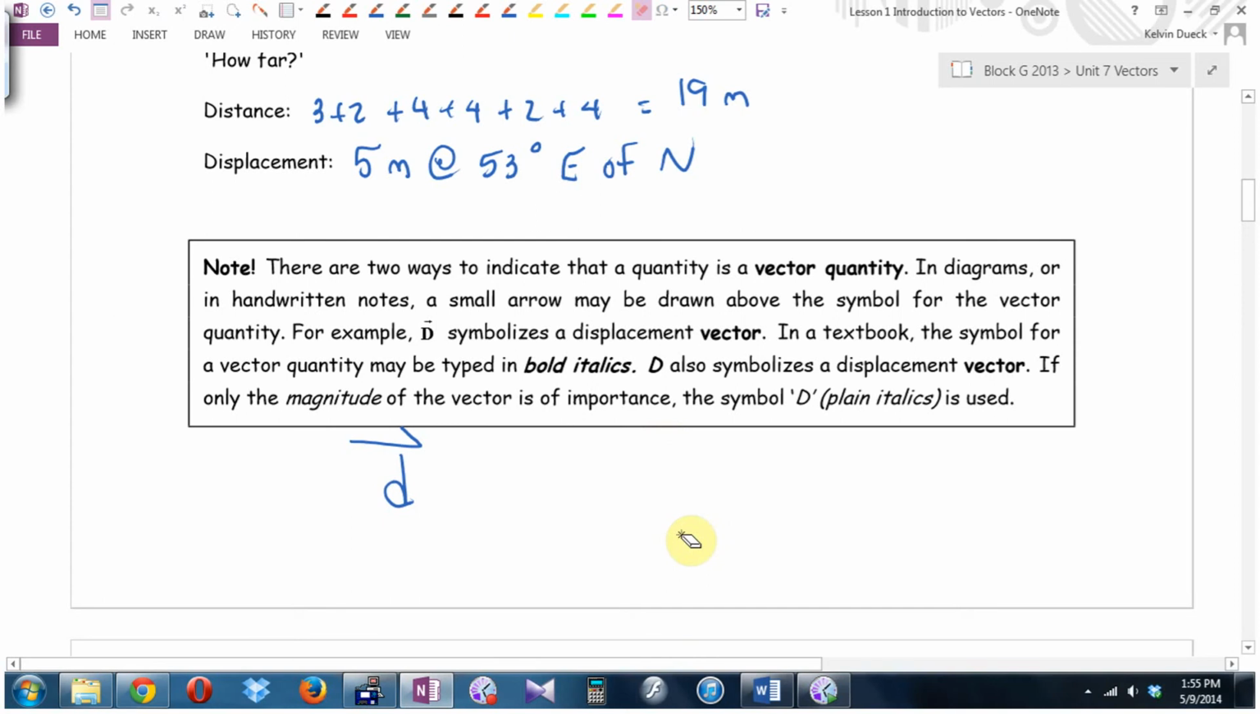Okay? If only the magnitude is important, the symbol D, plain italics, is used. Or sometimes absolute value bars. I won't use that, but I'm showing it to you. Hey, those of you in pre-calc, you've seen that symbol before. What do those two vertical lines mean when they're around a number? Absolute value. All absolute value cares about is how big the number is, not its sign. In physics, how big the number is, not its direction. So that's the shorthand notation.